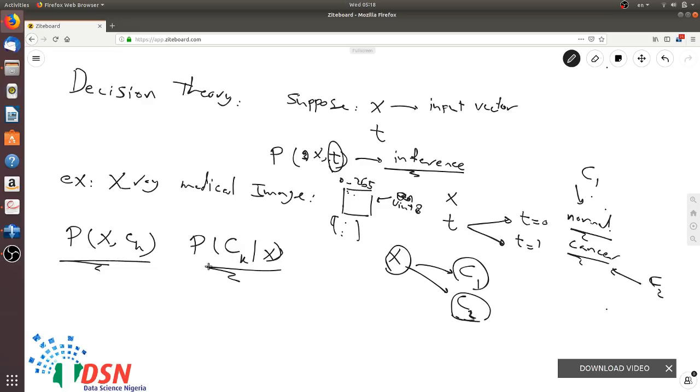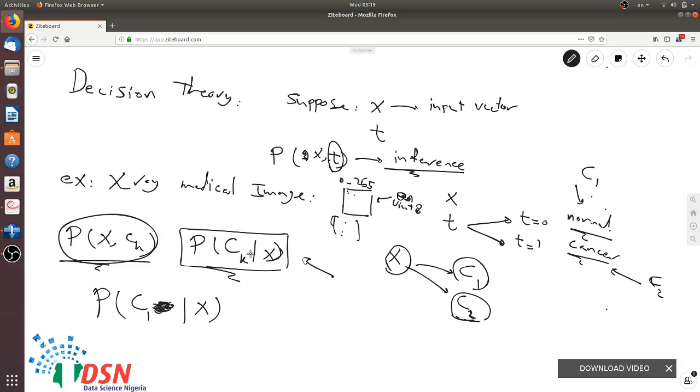So what is important for our decision, whether to treat somebody or not based on the medical image, is that we just need to specify the conditional probability of Ck given x. That means, for example, the probability that somebody is normal, which is C1, given his or her X-ray medical image. Although the joint distribution is very informative, this is enough to make the decision in this case.